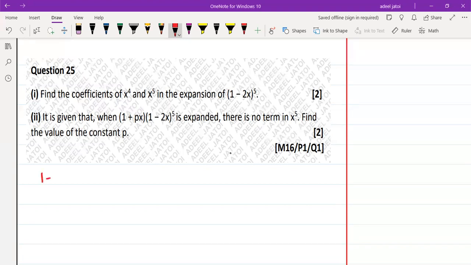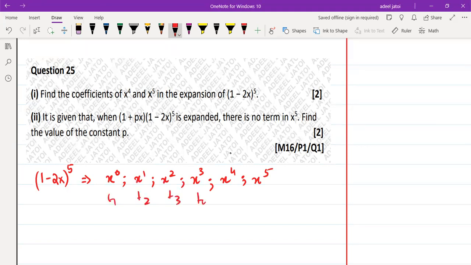So when we open this using the direct formula, we understand that x is in B. So the powers of x should be 0, then 1, then 2, then x to the power 3, 4, and lastly 5. Obviously, to the power 5, you will open 6 terms, but you need x^4 and x^5. That means this is term 1, term 2, term 3, term 4, term 5, and term 6. So you actually need term 5 and term 6 of the expansion.